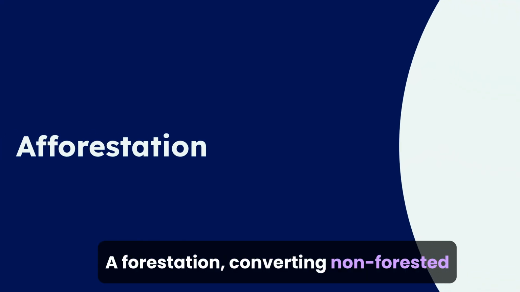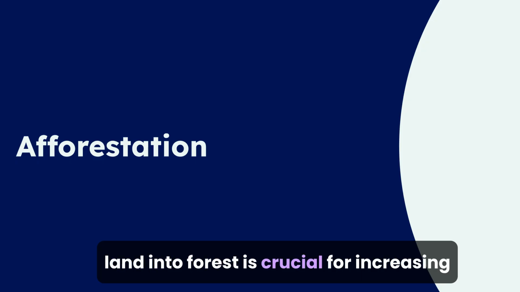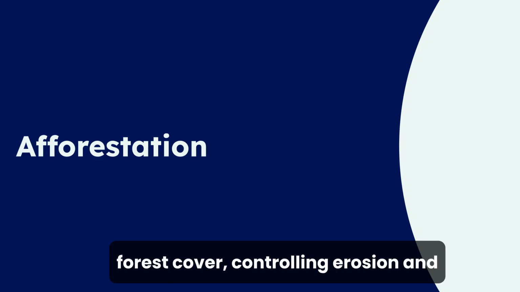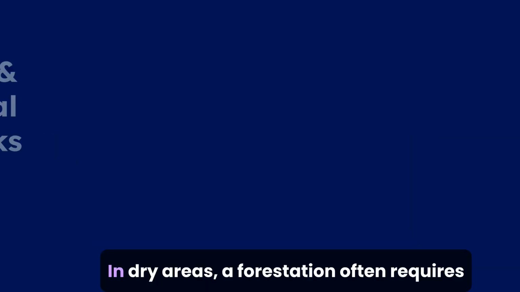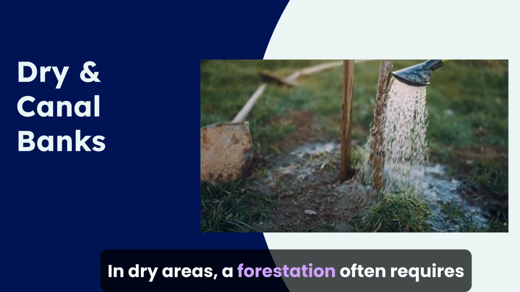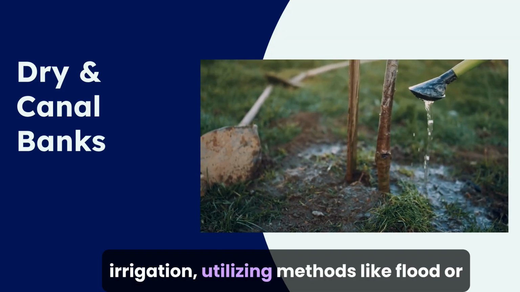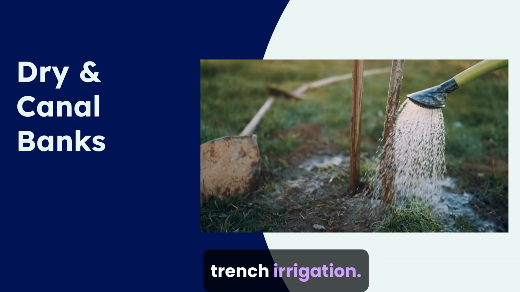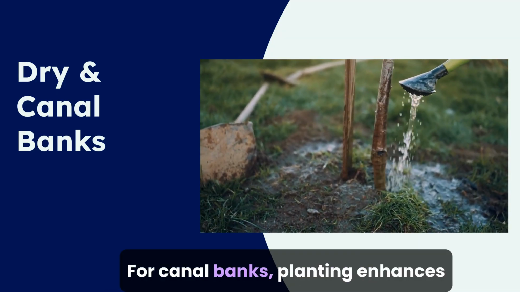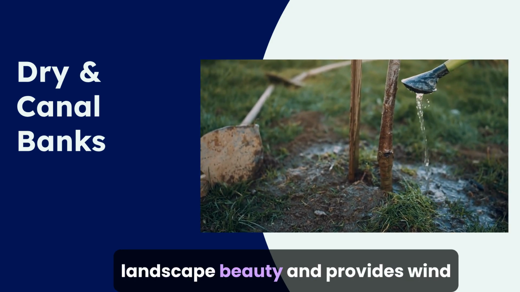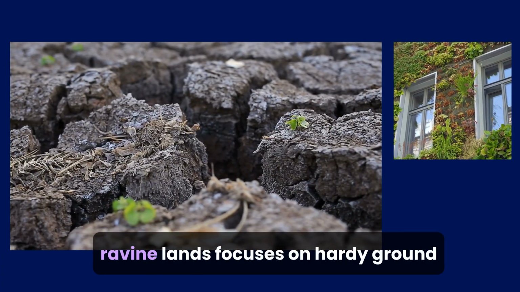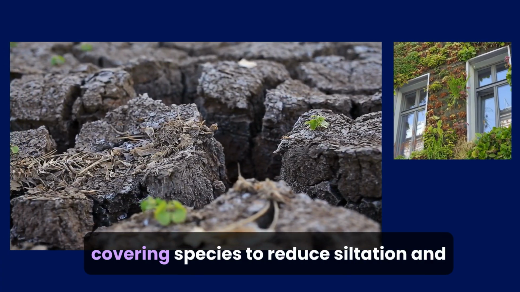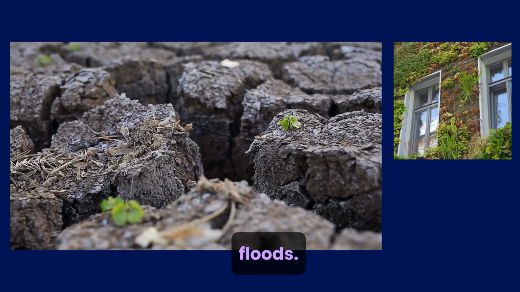Afforestation, converting non-forested land into forest, is crucial for increasing forest cover, controlling erosion, and meeting the demand for forest products. In dry areas, afforestation often requires irrigation, utilizing methods like flood or trench irrigation. For canal banks, planting enhances landscape beauty and provides windbreaks. Afforesting denuded hill slopes and ravine lands focuses on hardy, ground-covering species to reduce siltation and floods.